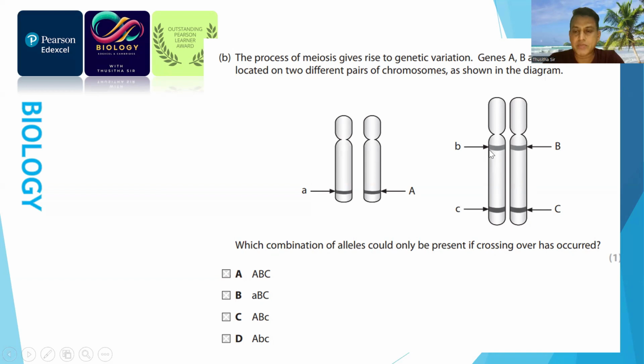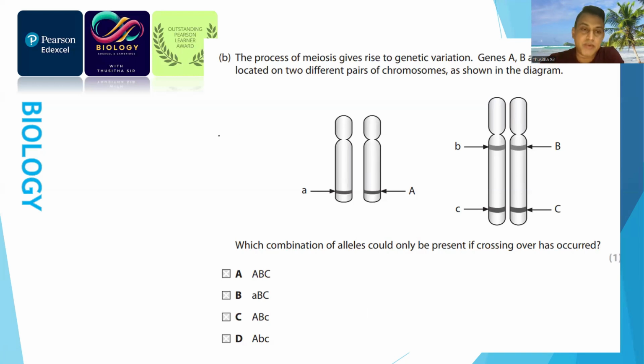So this is small b and small c. Now these are the two homologous chromosomes. During which combination of alleles could be present if crossing over has occurred? So meiosis gives rise to genetic variation. Genes A, B, C are located on two different pairs of chromosomes as shown in the diagram. Now what will happen?